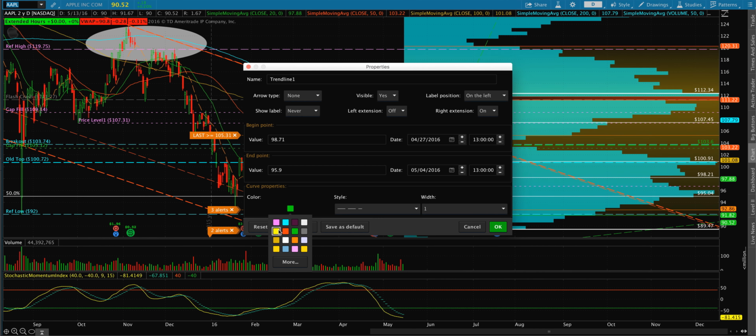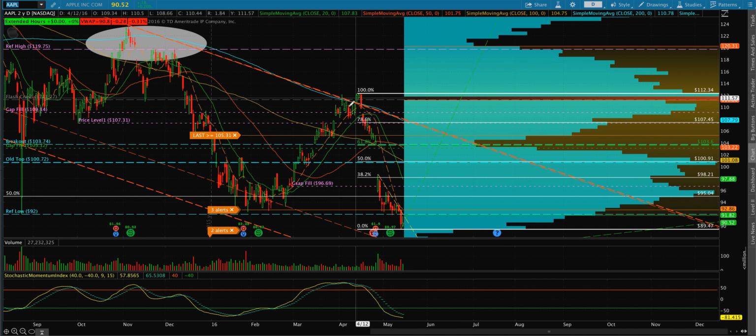I want to just change these levels. Let me make this yellow. So you can see we had a bit of a look above the trend and fail. This was that Nikkei report. It was a gap and go down, and then again a gap and go. So Apple is really quite extended.